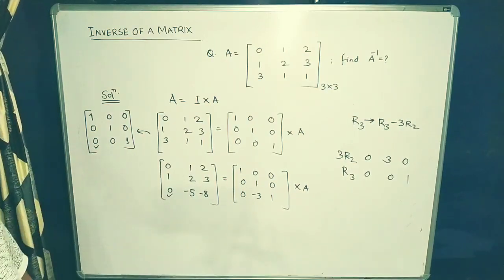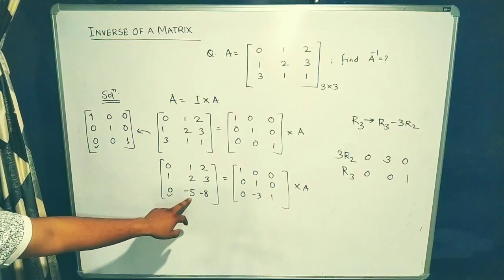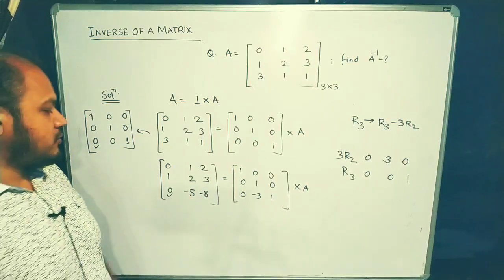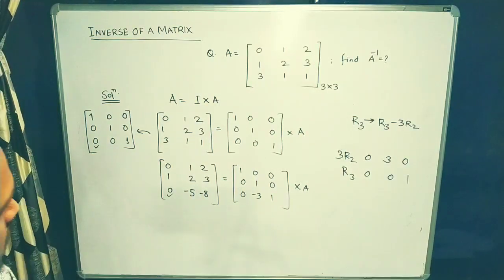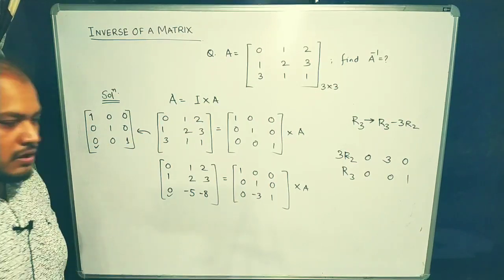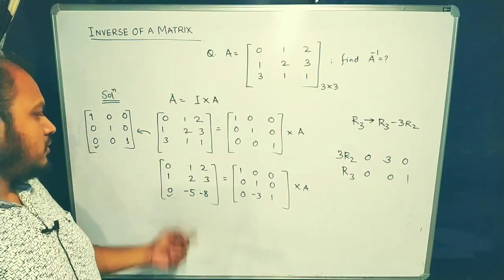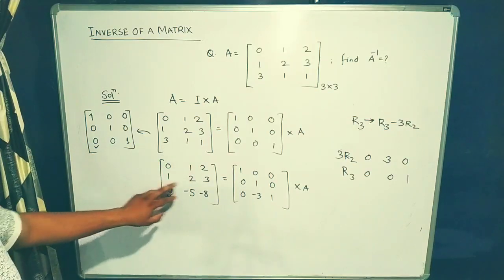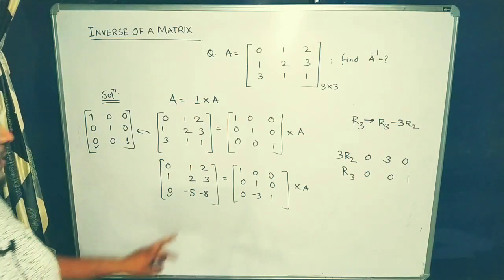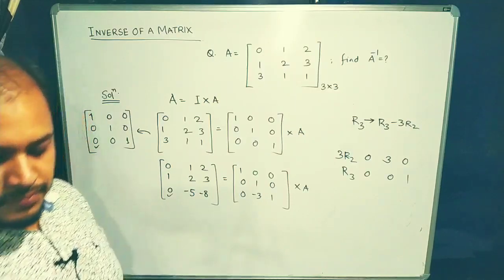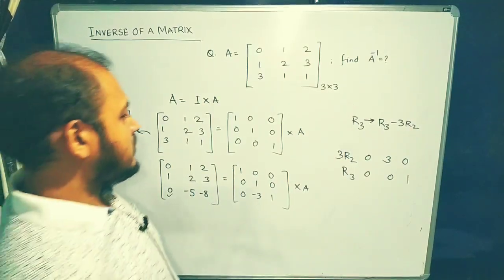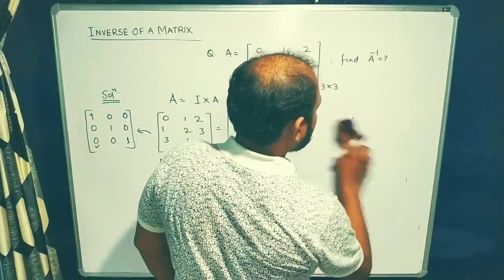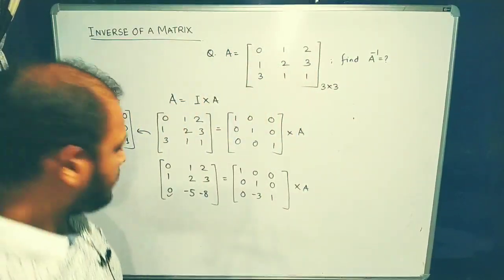The next 0 that we should target is this minus 5. So change this minus 5 to 0. How can we do that? Think about it for a second. How can we achieve a 0 at this position? Look at the first row, concentrate on the first row and the third row. Can we do any operation so that this becomes 0 at this position? Can we do anything? Yes. What can we do? Tell me.